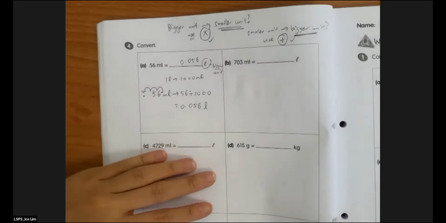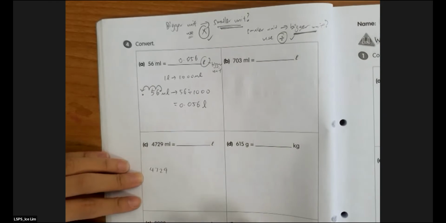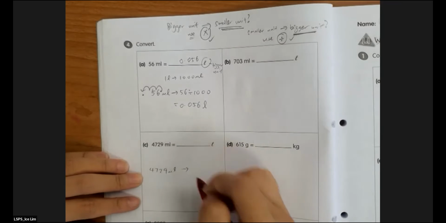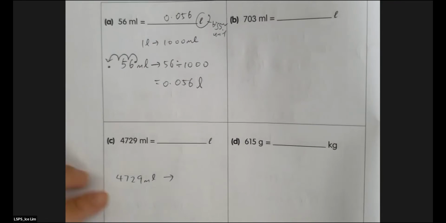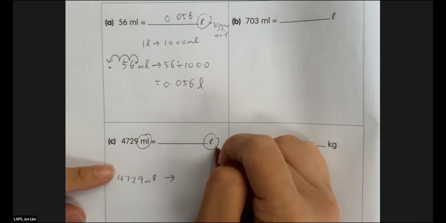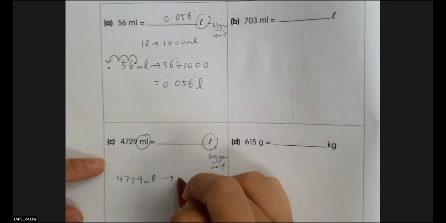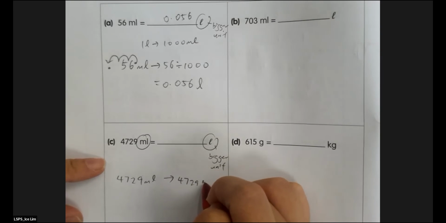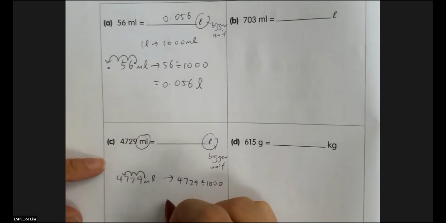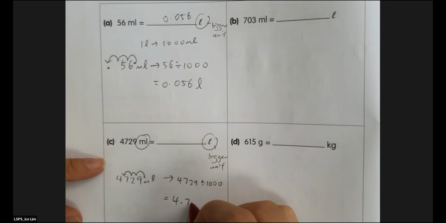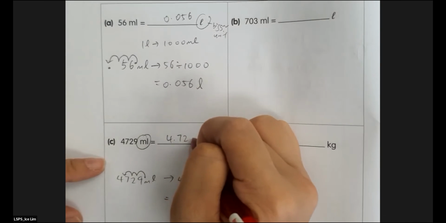Okay, next one. 4,729 milliliters. Change to liters. Smaller unit, find bigger unit. Find bigger unit, use division. So 4729 divided by 1000. Move the decimal point. It will be 4.729 liters.